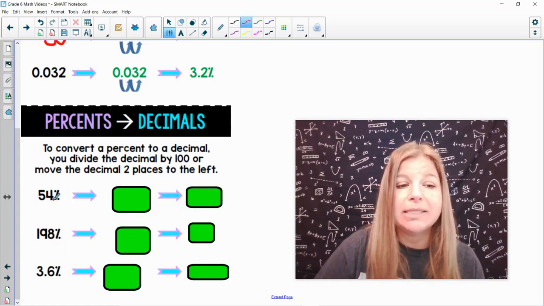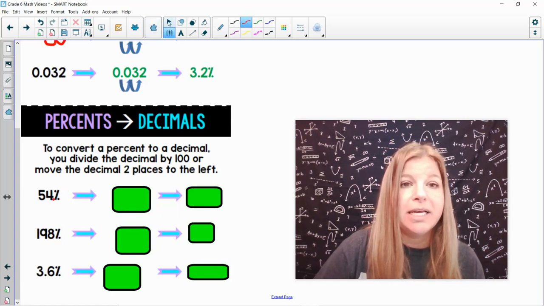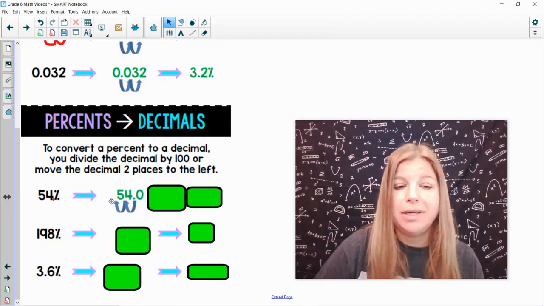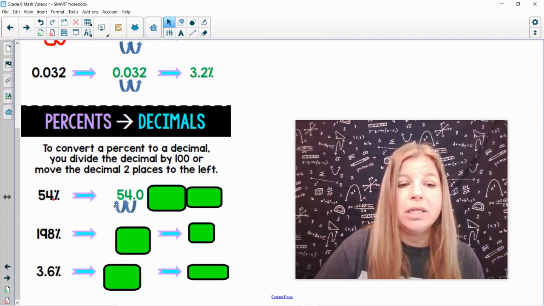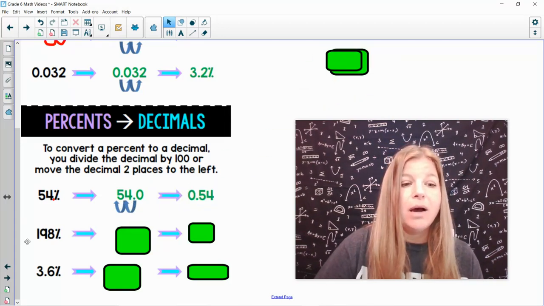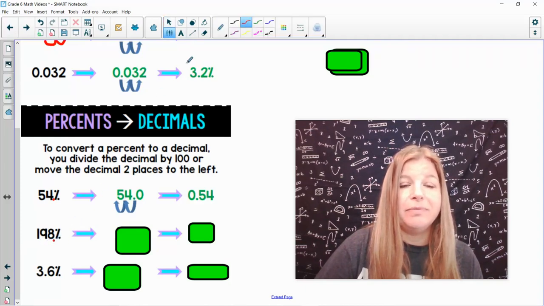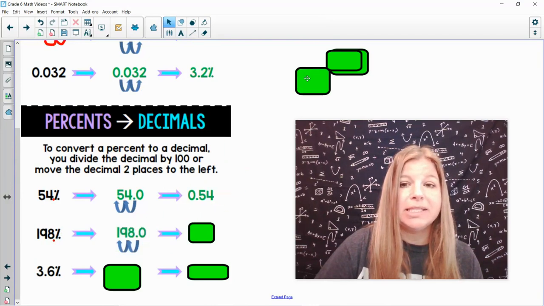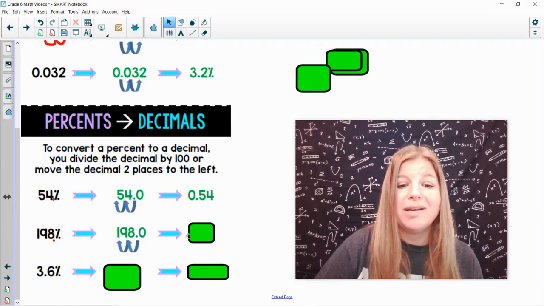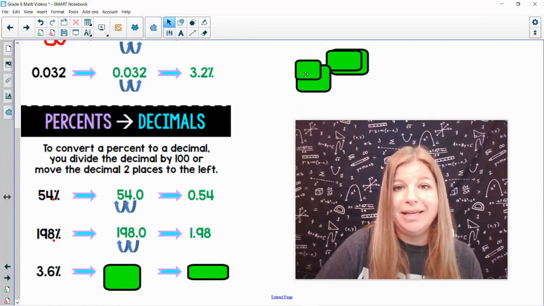So if I take this decimal and I move it two spots to the left, it would look like this. 1, 2. The decimal that really exists at the end of 54 gets moved 1, 2 units over to the left, and now my decimal looks like 0.54. 198%. I know that there's really a decimal at the very end of my 8. If I move the decimal over from there, 1, 2, now my decimal's in between the 1 and the 9, and it's 1.98.